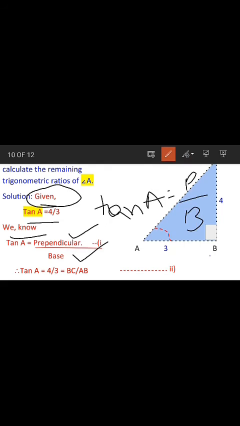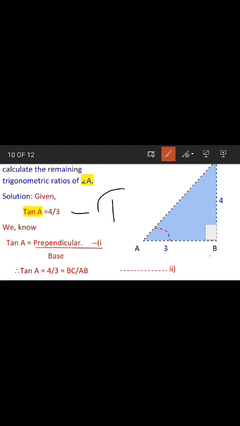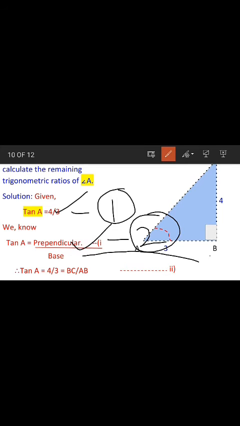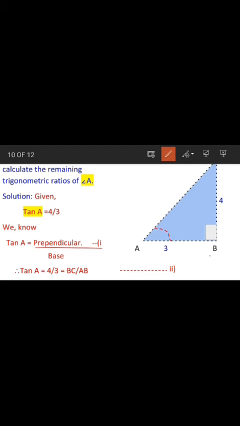Now class, since it is perpendicular upon base, we can compare this. Just wait, let me clear this. Now I compare this equation and this equation. When I compare tan A equals 4 by 3 and tan A equals perpendicular upon base, I get this equation right over here: tan A equals 4 by 3 equals BC upon AB. Now by using this equation I will find the value of BC and AB, and I will show you how.